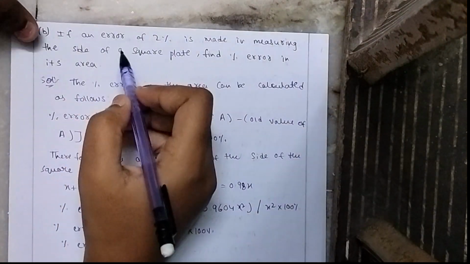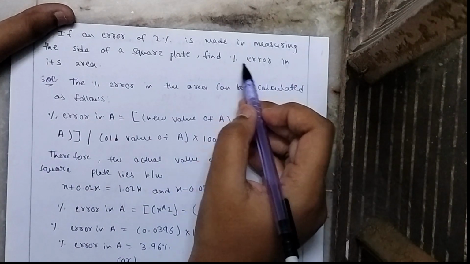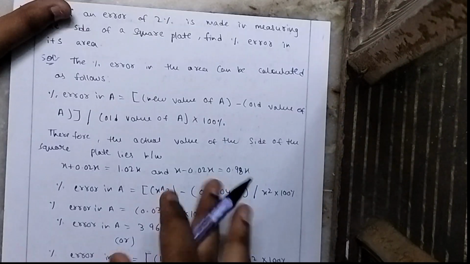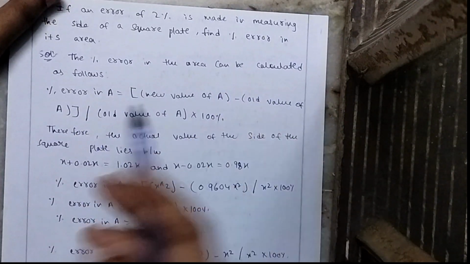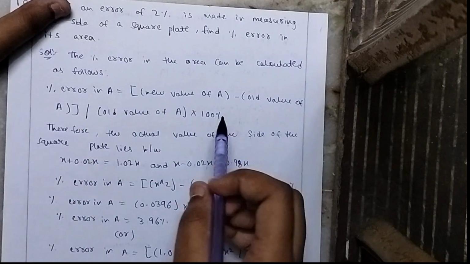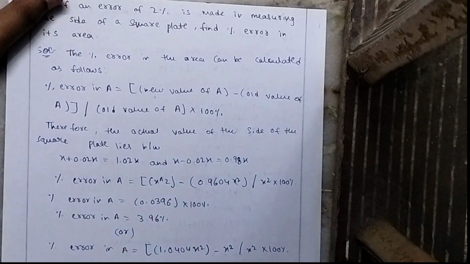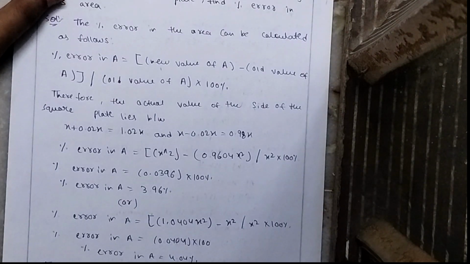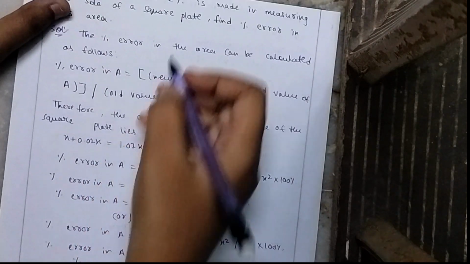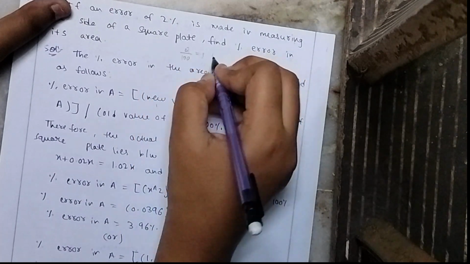Now if an error of 2% is made in measuring the side of a square plate, find percentage error in its area. So the percentage error in the area can be calculated as follows. Percentage error in A is given as new value of A minus old value of A by old value of A into 100. So finding the actual value of the side of the square plate, they are given 2%, that means 2 by 100. So that tends to 0.02.